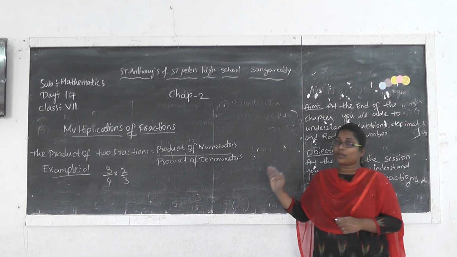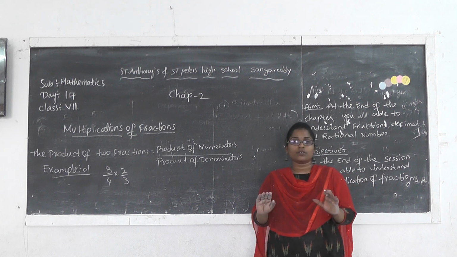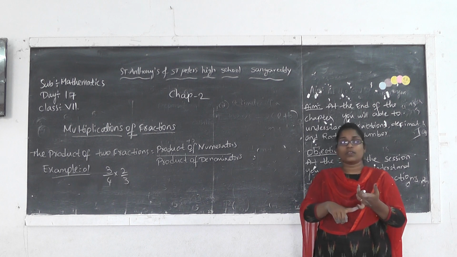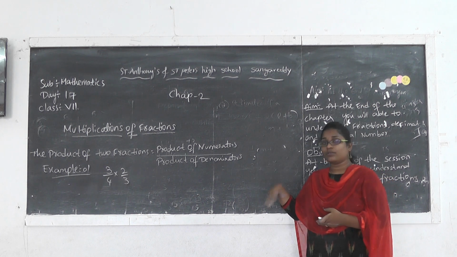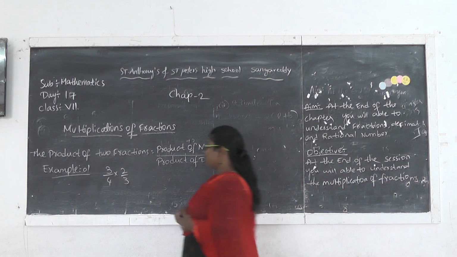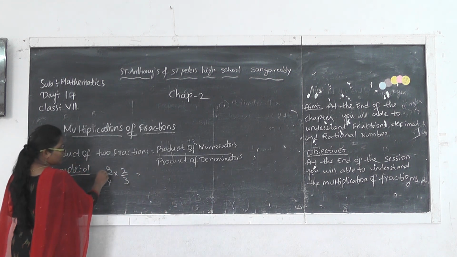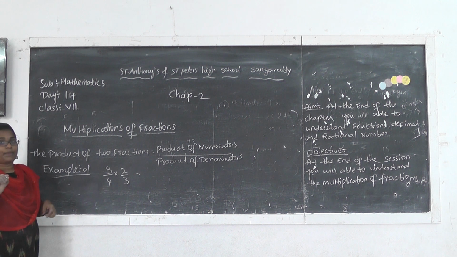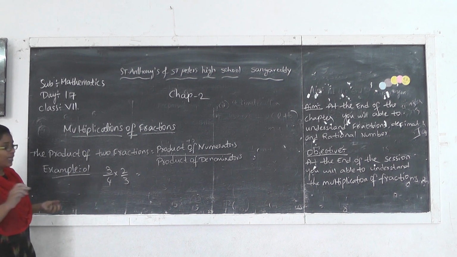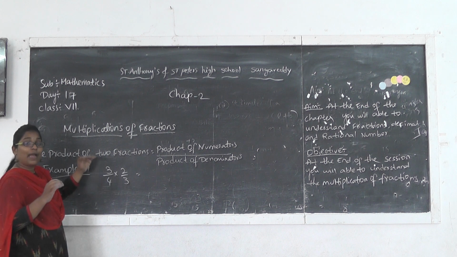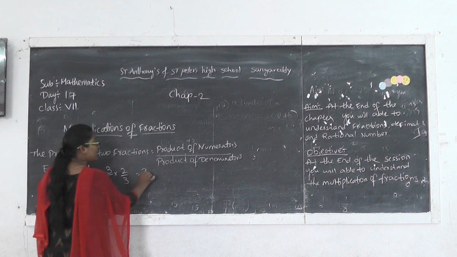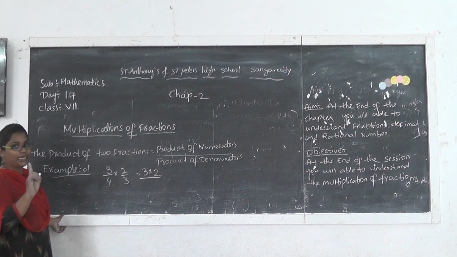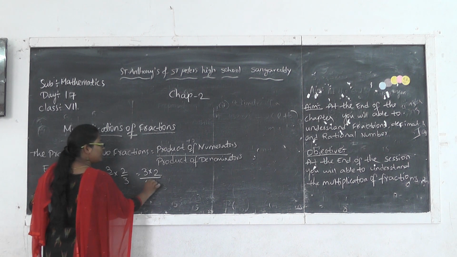But coming to multiplication of fractions, we do not need to observe whether they are like or unlike. Whether they are like fractions or unlike fractions, we follow the same process. Here 3 and 2 are the numerators, and 4 and 3 are the denominators. We have to multiply both the numerators, 3 into 2, and also multiply the denominators, that means 4 into 3.